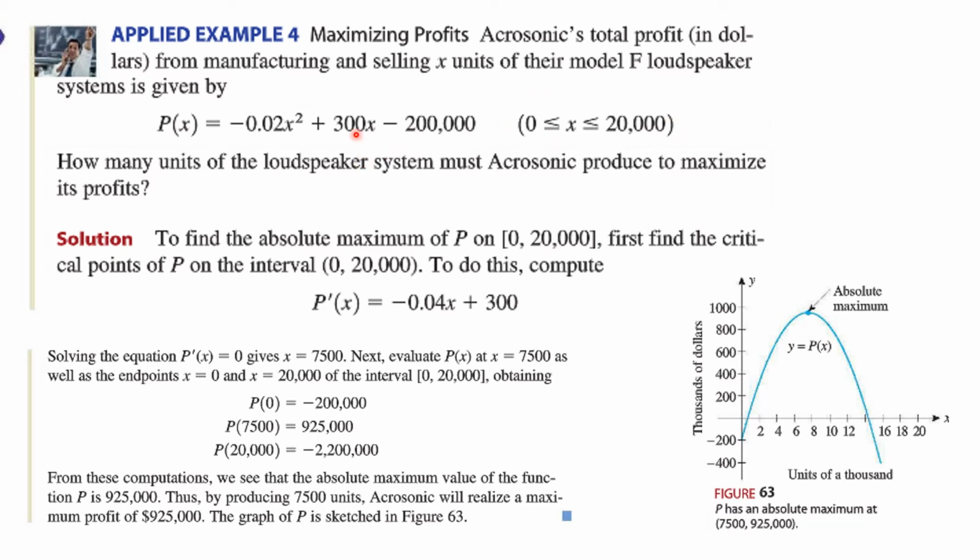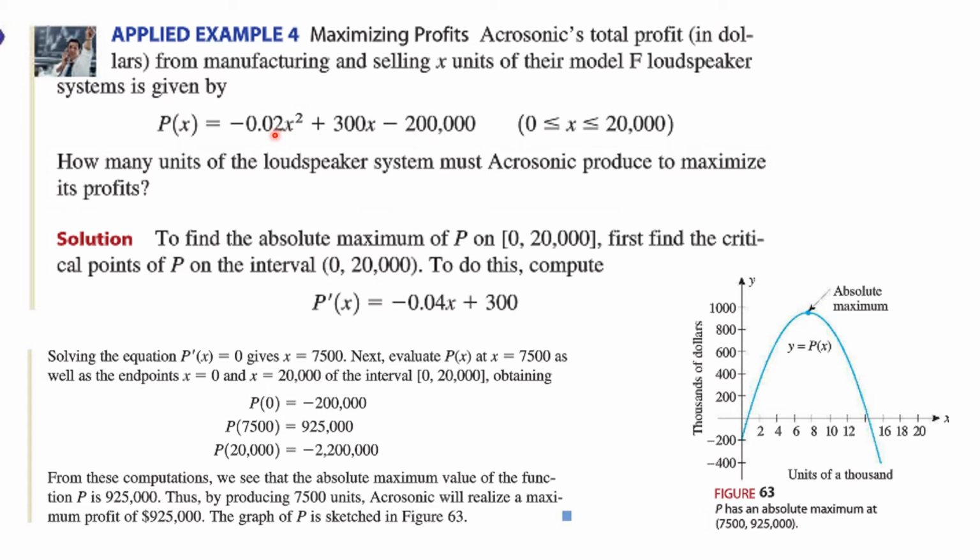This is a polynomial, so it's a continuous function. So the question is, how many units of the loudspeaker must they produce to maximize their profits? Okay, so the same kind of deal. We're going to plug 0 into the equation, we're going to plug 20,000 into the equation, and we're going to try to find some critical numbers here. Now this is a polynomial, so it's continuous and differentiable.